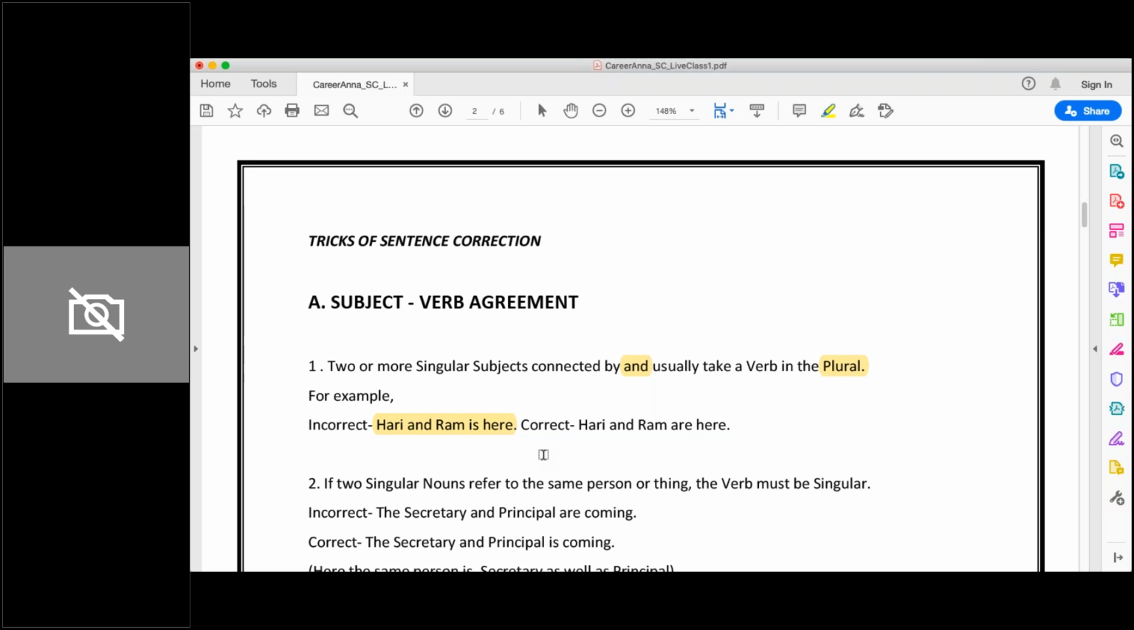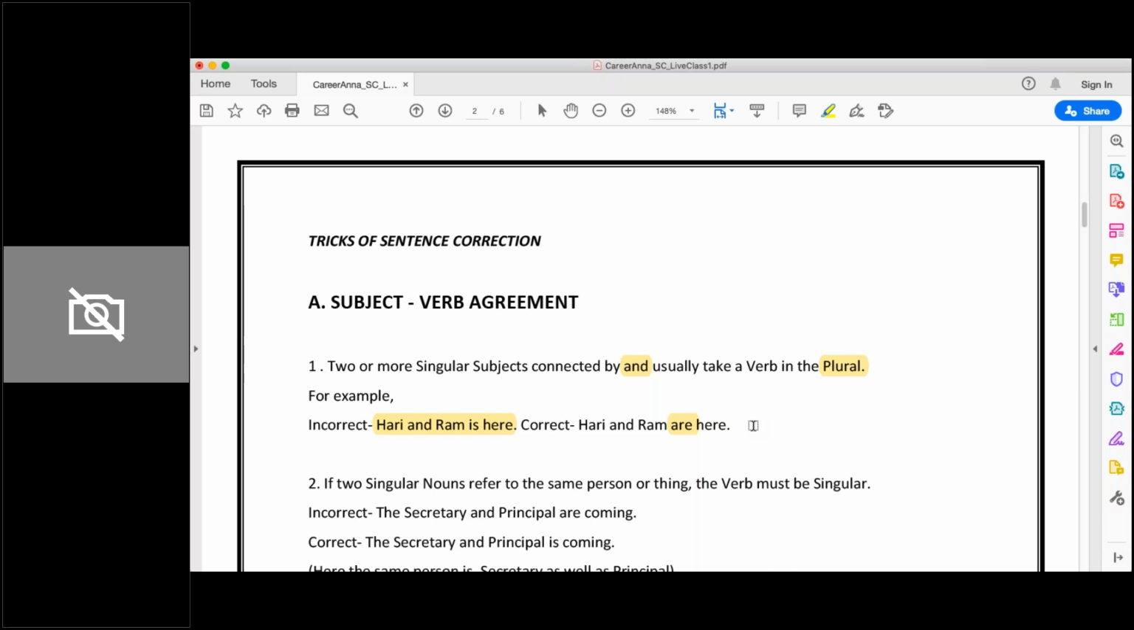If there are two subjects which are connected by "and," I will treat them as plural, and my verb needs to be plural. So the correct form will be "Hari and Ram are here." It will not be "Hari and Ram is here." This is the first thing which we need to remember.